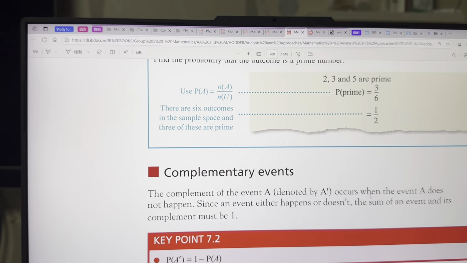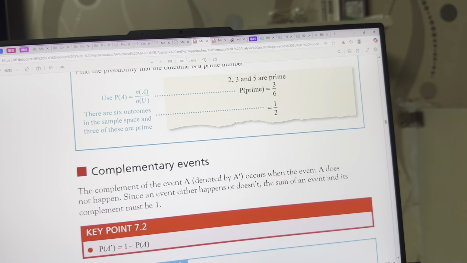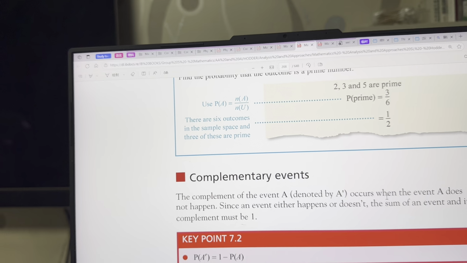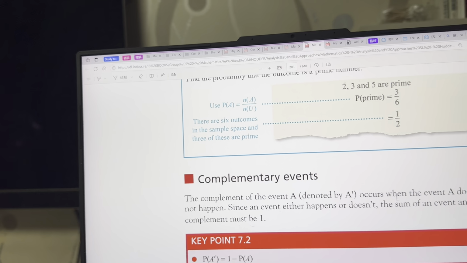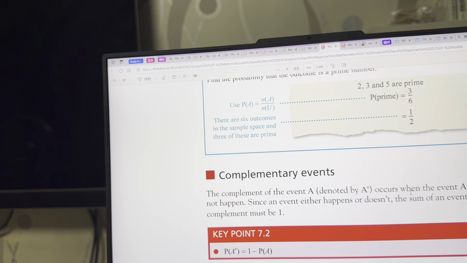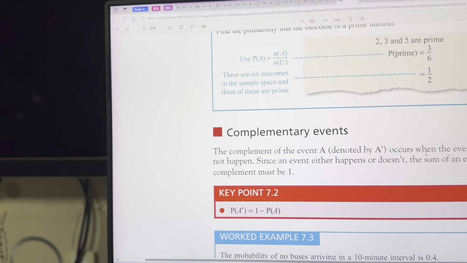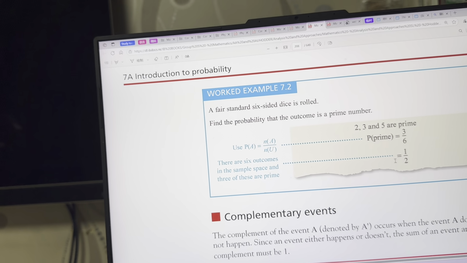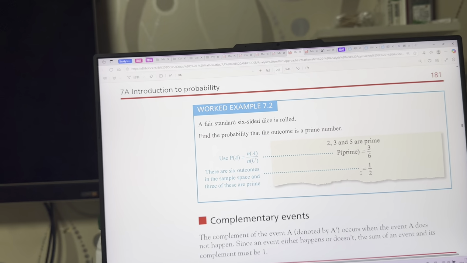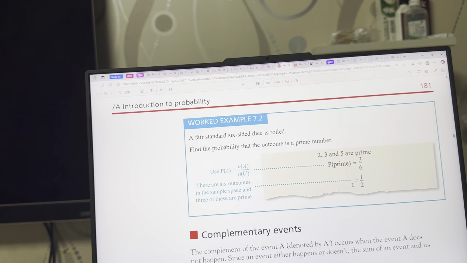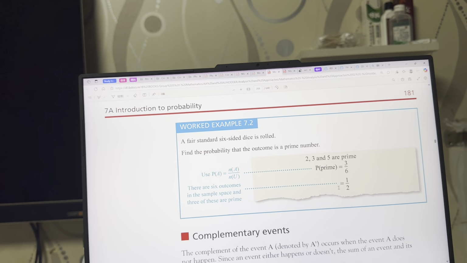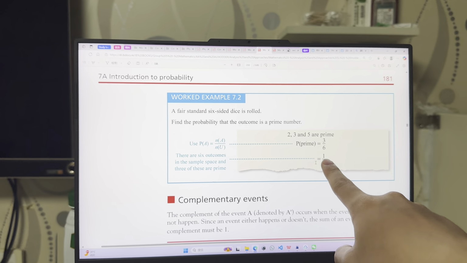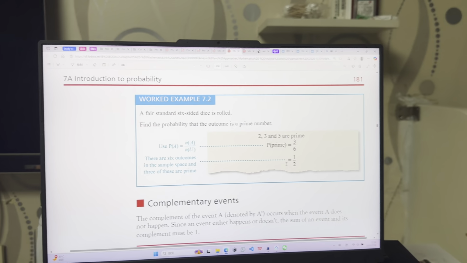Also for the complementary event, it's easy to explain. If the probability that the outcome is a prime number is 1/2, then the probability that the outcome is not a prime number will also be 1/2. Why? This 1/2 is because 1 minus 1/2 is equal to 1/2.